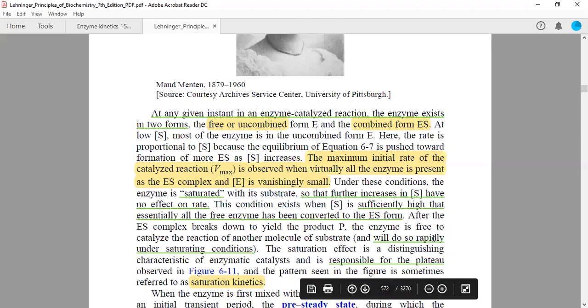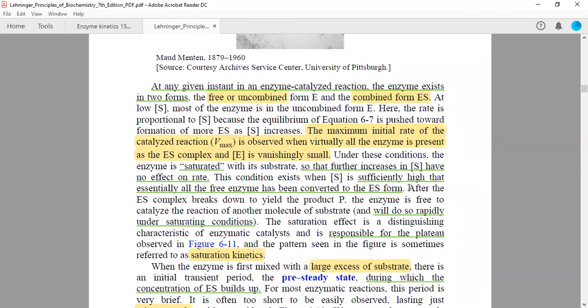Now the second thing, what will you assume? Because you are not able to see the enzyme and you are not able to see how the product is released, how the substrate is binding, you can only assume certain things before deriving an equation. That's what exactly these two scientists have done. After the enzyme substrate complex breaks down to yield the product, the enzyme is free to catalyze the reaction of another molecule of substrate, and this will happen so rapidly under the saturating conditions that it will not take any time. It is actually in microseconds.